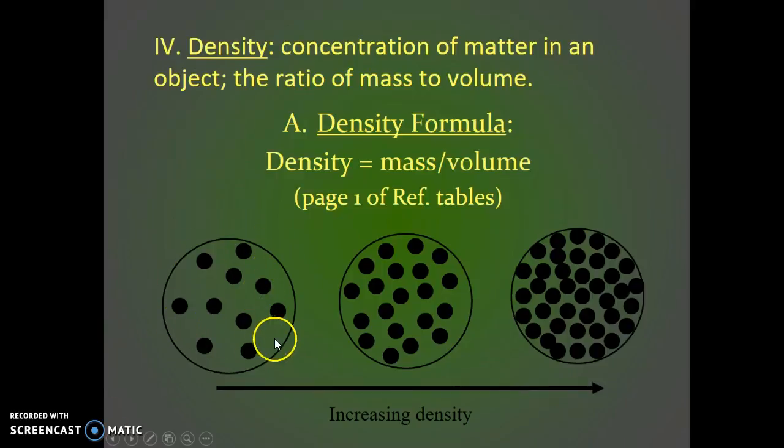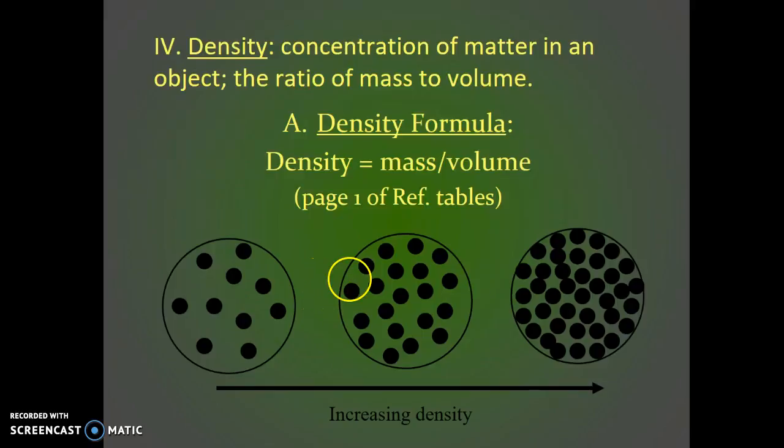So if we see here in this first circle, we have a certain amount of, let's just say, atoms in a given space. So they seem to have a lot of room. So we would say that the density here, the space in between each atom, isn't very tight. So therefore, the density would be rather low.